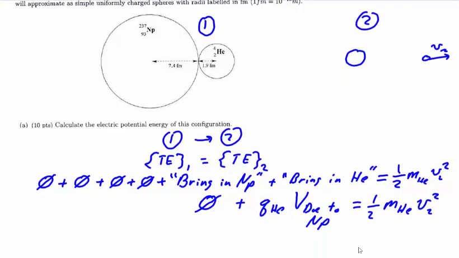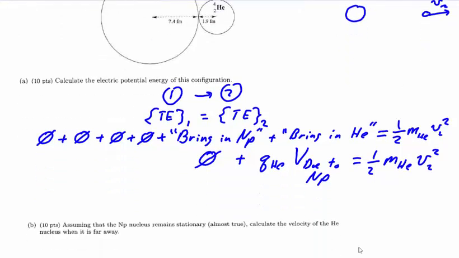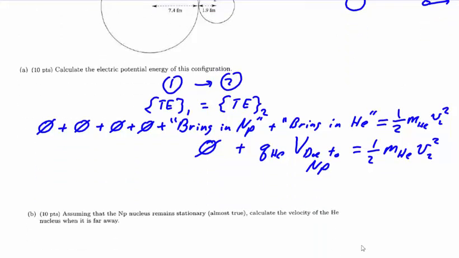You might validly ask why I chose to assemble this system in the order of first the neptunium, then the helium. What you'll see in a moment when we look at the final answer to this problem is that if you were to have assembled the system in the other order, you would have come up with mathematically the identical amount of potential energy on the left-hand side of the equation.